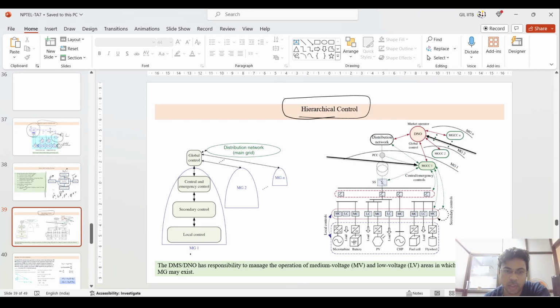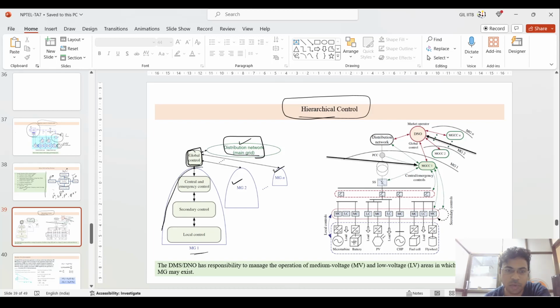This is the most important architecture from where the microgrid operating control should start. From the upper point of view, you have a distribution network. So if you see, this is the main grid. Main grid is there, which is connected to a global controller. Global controllers take the input from the multiple microgrids.